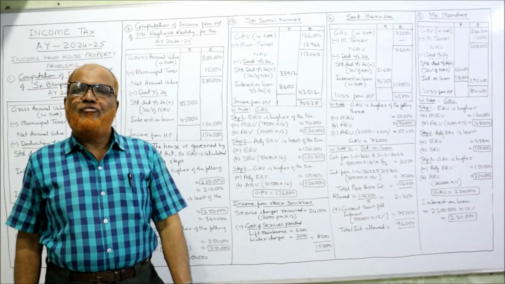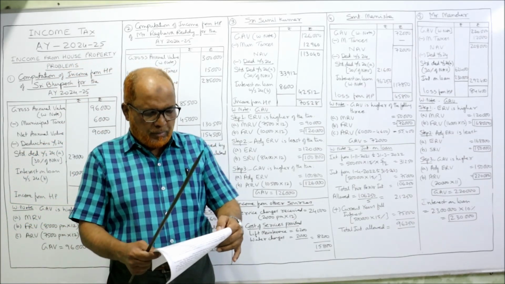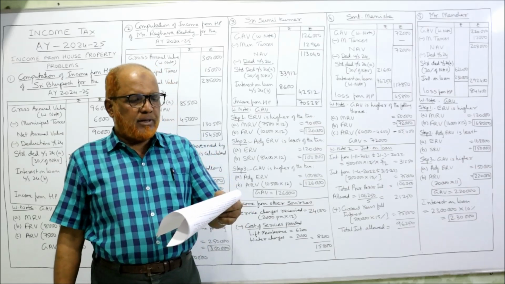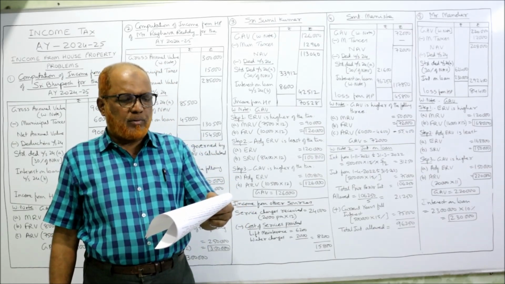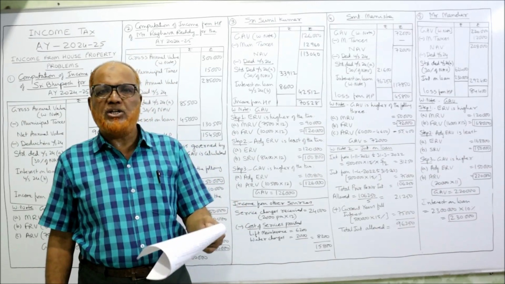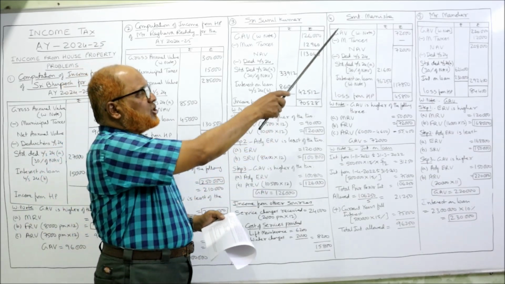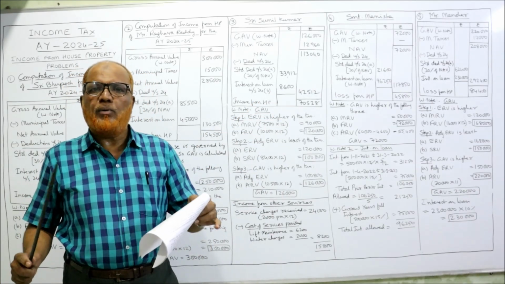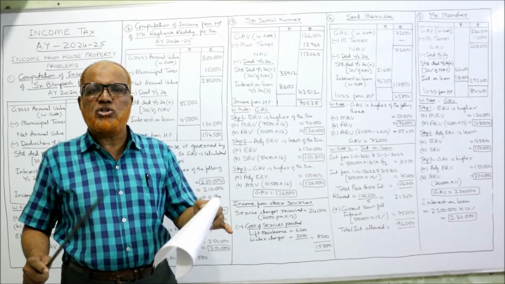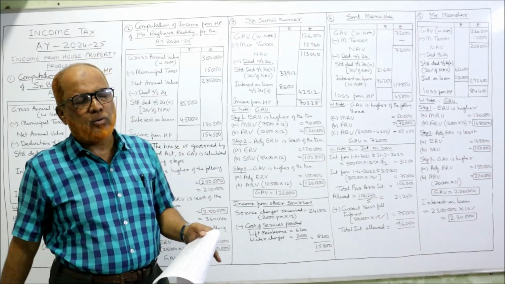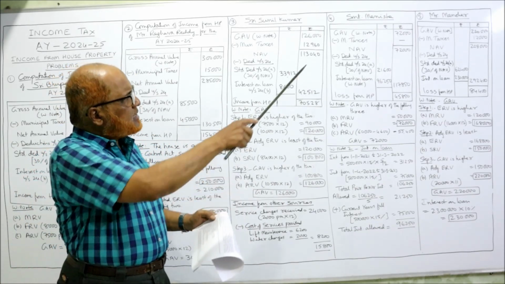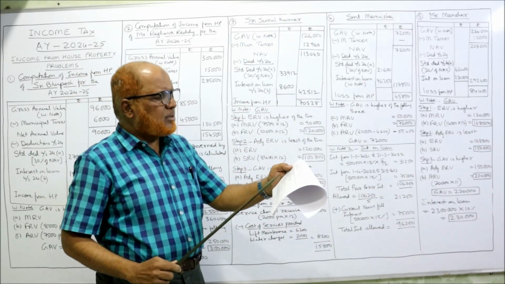Now we'll come to the fourth problem. Problem number 4. From the following particulars given below, compute the income from house property for the current assessment year of Srimati Manisha. Owner is Srimati Manisha. So heading, computation of income from house property of Srimati Manisha for the assessment year 2024-25. Same format. Now first you see the problem.